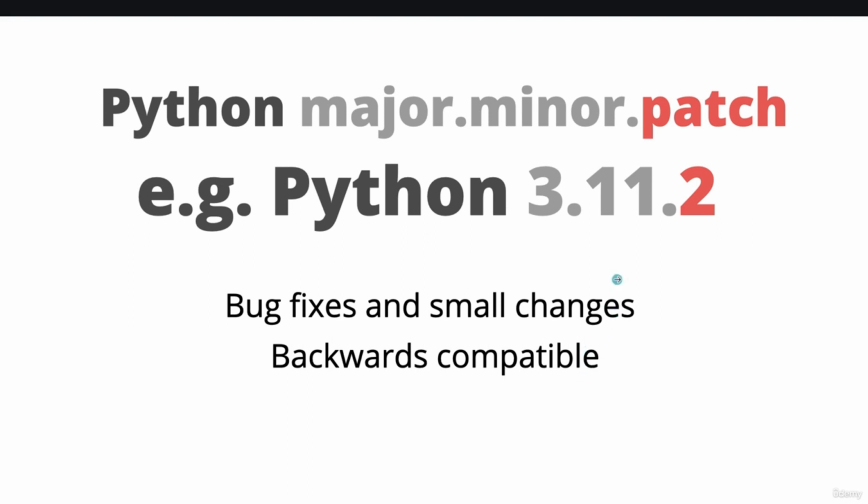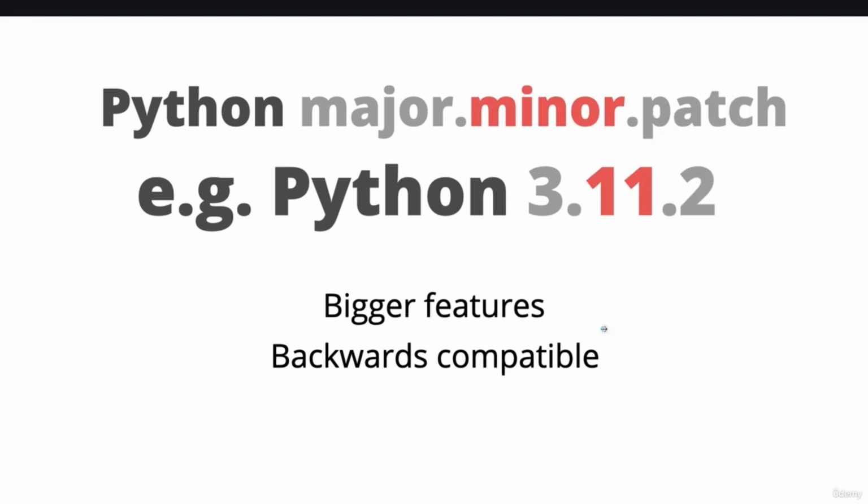So this is a release of a new Python version. For example, when we switch from 3.11.1 to 3.11.2. So the Python developer team releases Python 3.11.2. And in that release, what happens is that there are bug fixes and other small changes in that particular release. Now, this release is backwards compatible, which I'll talk about in just a bit.